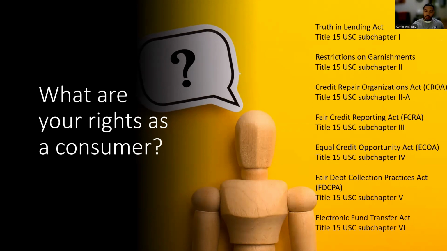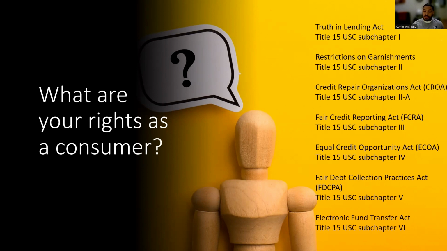It makes it where lenders have to disclose certain things like your APR, the total amounts on loans, the monthly payments, and all that type of stuff. It's a lot of disclosures that they have to put out to you. That's covered under 15 USC subchapter 1.